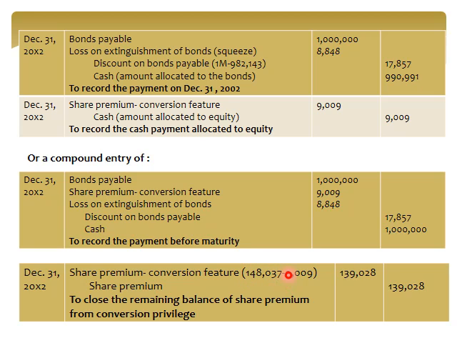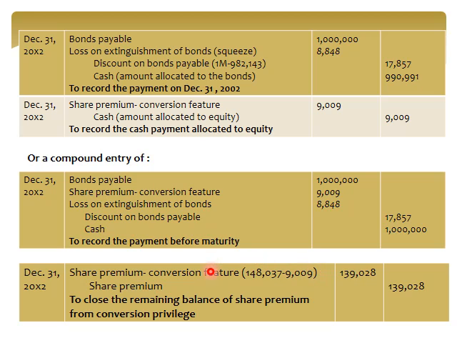So, ngayon, pag binayaran na yan entity, ibig sabihin wala ng conversion feature. So, kailangan ma-close na to. Pero nabawasan tong 148037 ng 9009, yung cash allocated to equity, yung retirement price na naka-allocate kay equity. So, therefore, yung remaining balance na lang ng conversion privilege or feature is 139028. And yung 139028, kailangan lang natin i-close sa share premium pa din.